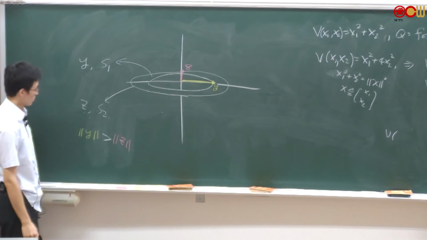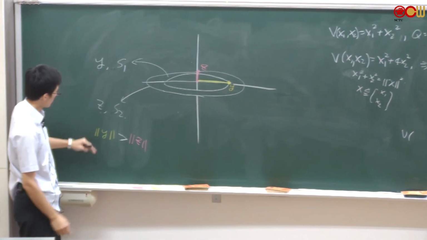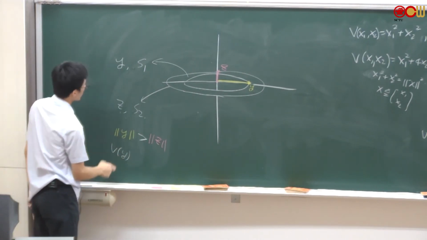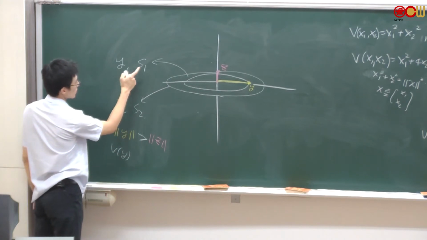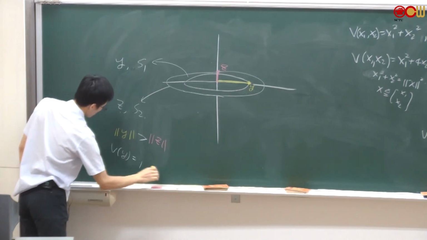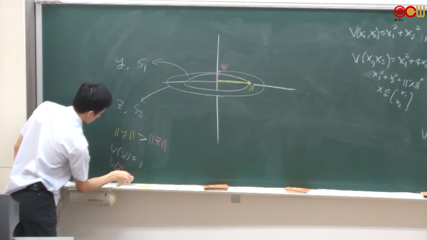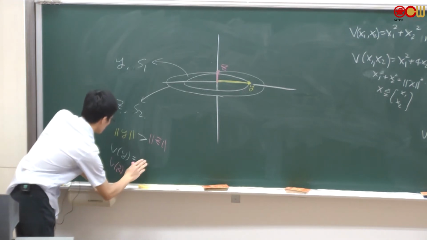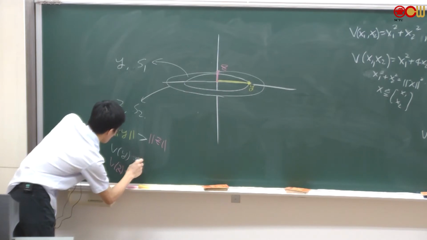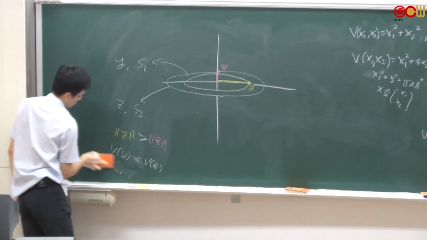Right? But what's the V value if you evaluate at this point? What's the V value of this? What's Vy? Vy is any point in this set which is equal to 1, right? Because S1. But the V value of Z is 2, right? So this V value is smaller, Y is smaller. Okay?